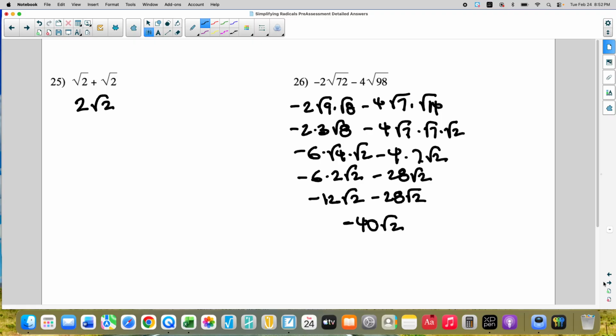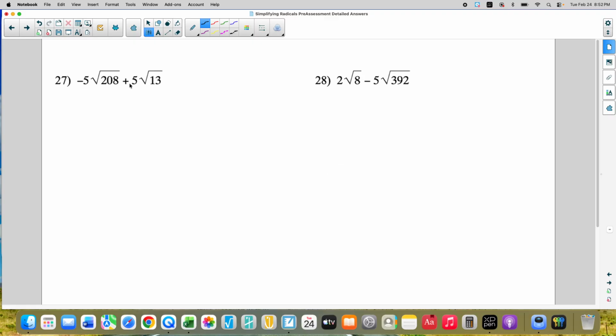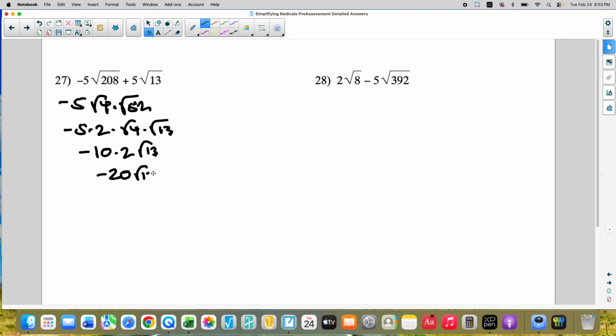I got lucky again. Ooh, 208. All right, these are some big numbers now, baby. 208. Well, 4 goes into that 52 times. Ooh, that's an interesting one. So that's 5 times 2, 52. 4 goes into it again. 4 goes into it 13 times. So that's negative 10 times 2 rad 13, which makes negative 20 rad 13.